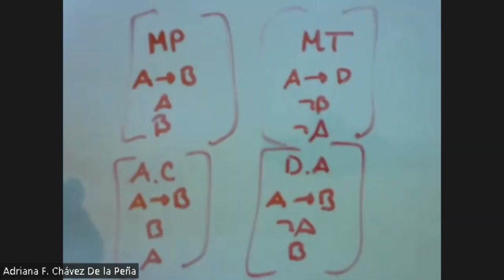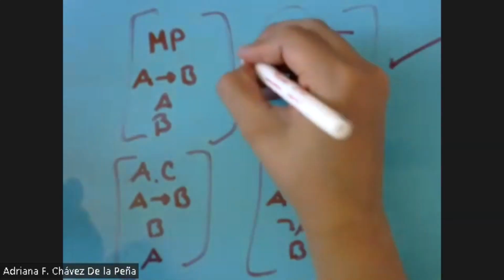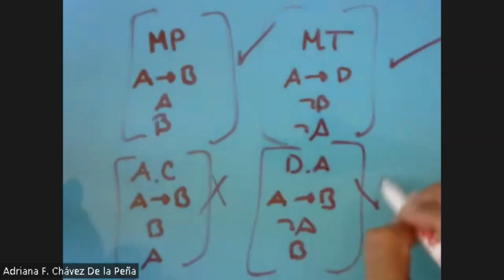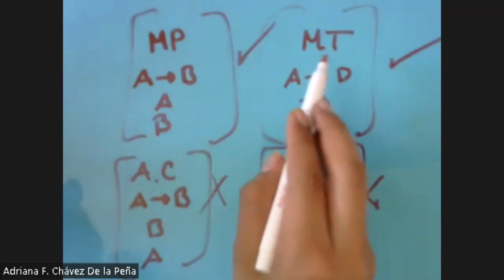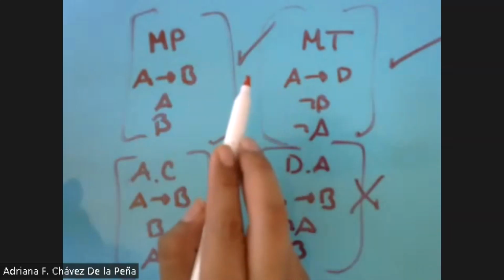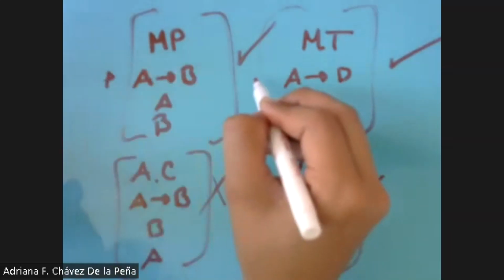So as a quick reminder, during class we discussed these 4 main logical structures. We said that these 2 are always valid and these 2 are fallacies, or in other words, there is no guarantee that they would actually lead us to a correct conclusion. So we talked about modus ponens and modus tollens. These are 2 valid reasoning arguments. They both share the same premise.